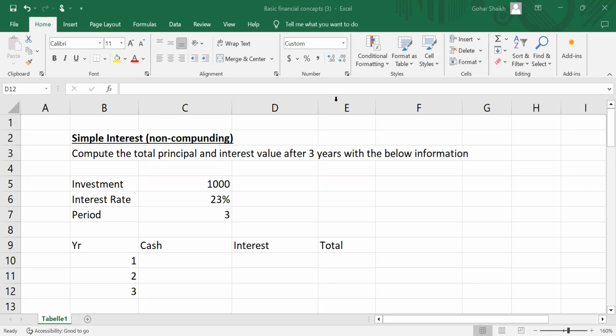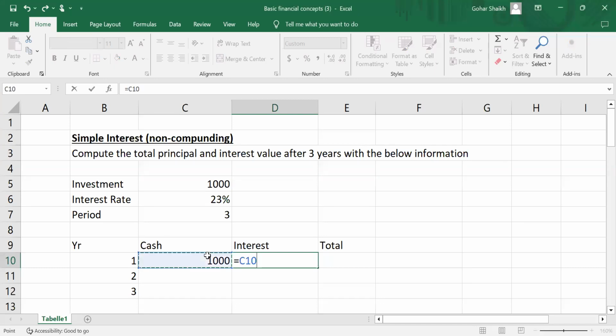We'll be discussing simple interest, which is basically interest charged on borrowings that's calculated using the original principal amount only, and an interest rate that never changes. It always remains constant.